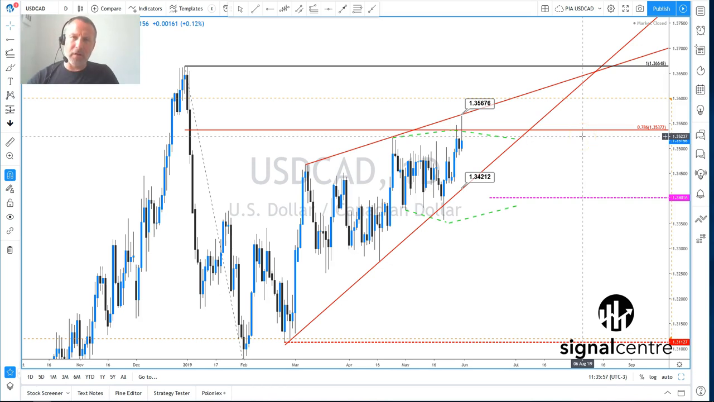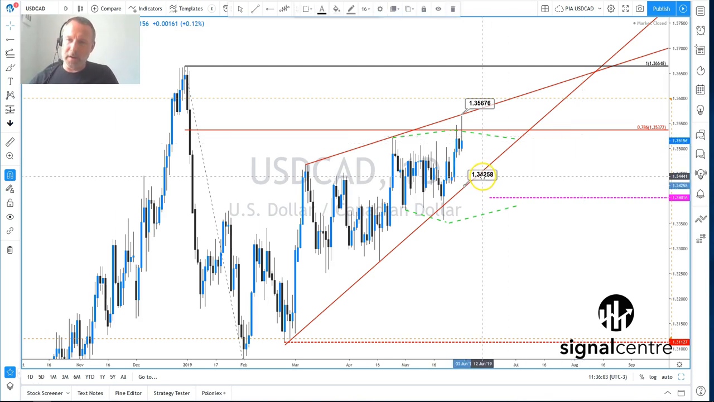Now, how aggressive is this sell-off going to be? I don't think it's going to be that aggressive. We've got trendline support coming in around 134.25, but what I've highlighted here is potentially a diamond formation, so we could see some more prolonged consolidation in dollar CAD.